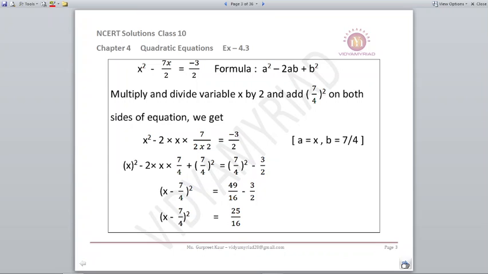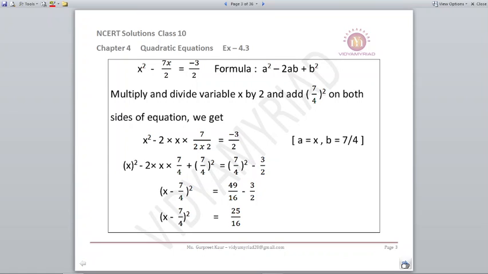What 2 is already there. What is a? A is your x form. What is your b? 7 upon 4. And our formula states that it should be a square minus 2ab plus b square. So b is 7 upon 4. What we are going to do is we will add 7 upon 4 the whole square on both the sides. Means right hand side also and left hand side also.